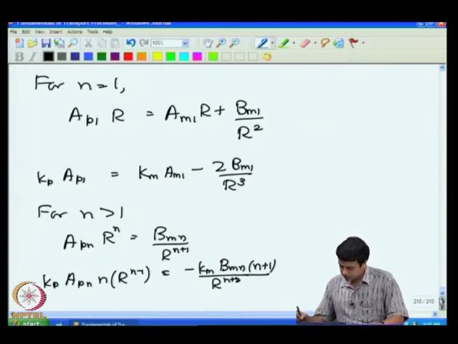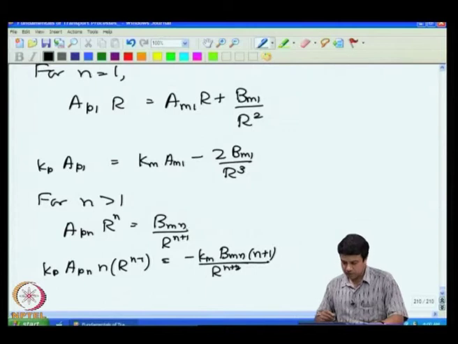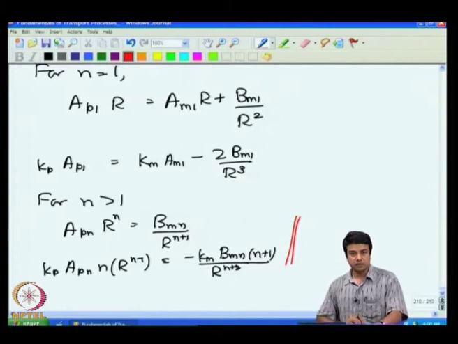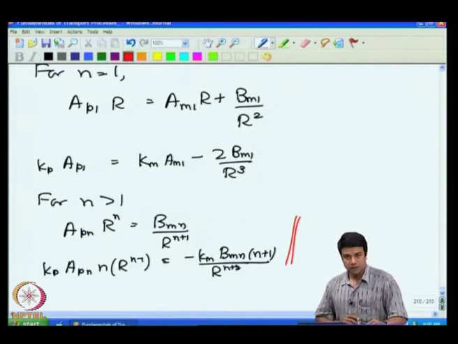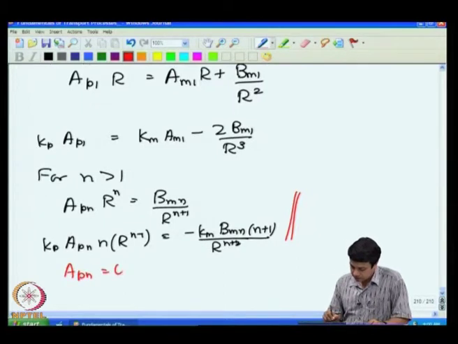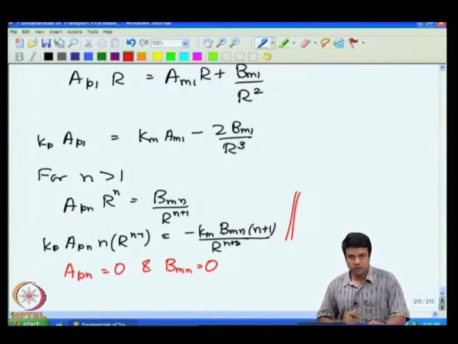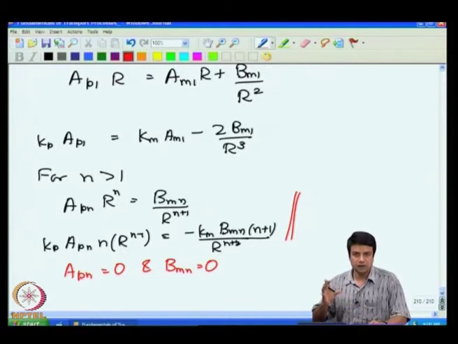So, for n greater than 1, you can see that in these two equations for A_pn and B_mn, there is no inhomogeneous term in the equation, which means that the only solution is that for each value of n, A_pn is equal to 0 and B_mn is equal to 0. So, you do not have any contributions to the expansion for n greater than 1. You have a contribution only for n equal to 1. That is because the forcing in the limit as r goes to infinity was only for n equal to 1. There was no forcing for n greater than 1.